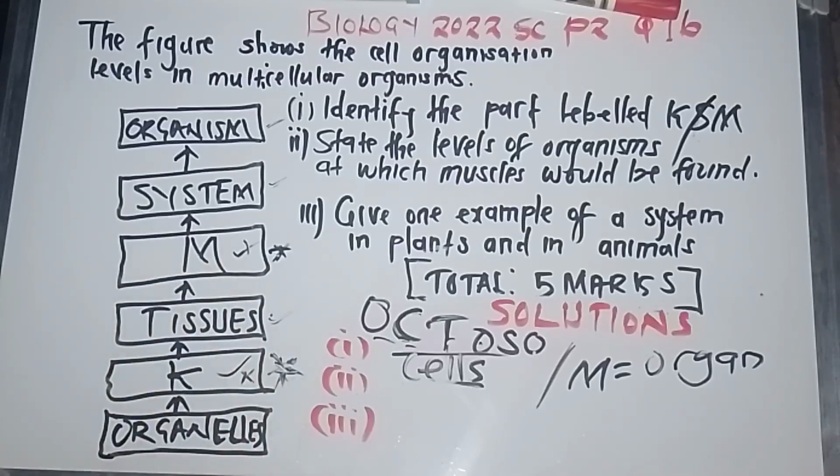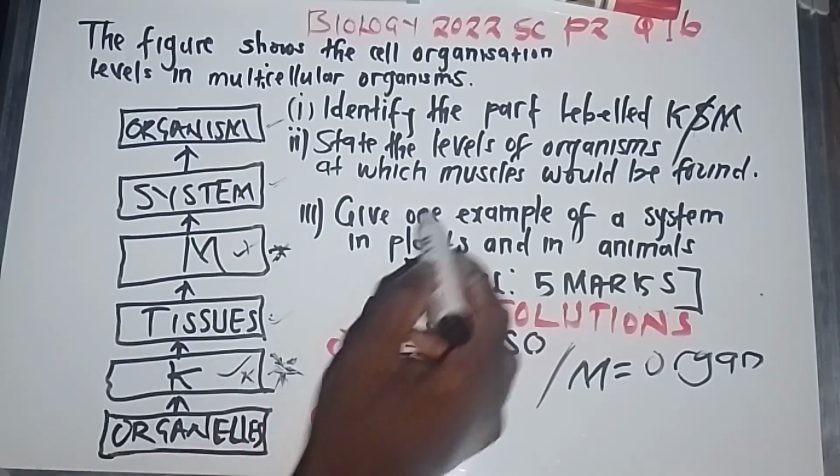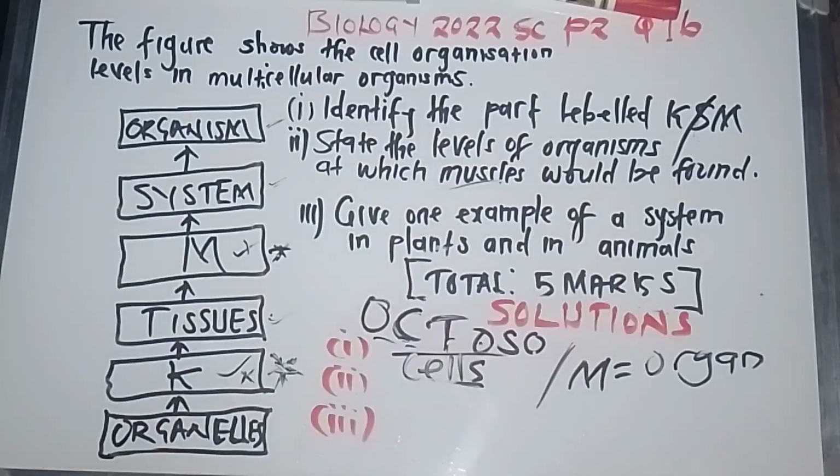All right, let's go to question 2. On question 2, we have been told to state the levels of organization at which muscles could be found. Okay, so I've been given these levels. Now, at which level are we going to find what? Muscles. So muscles, as we all know, are made up of what?